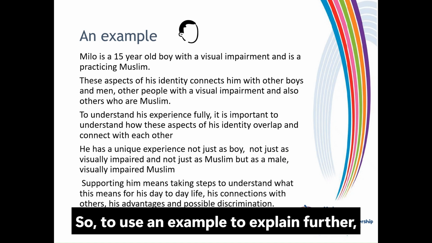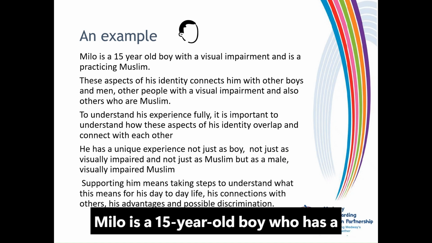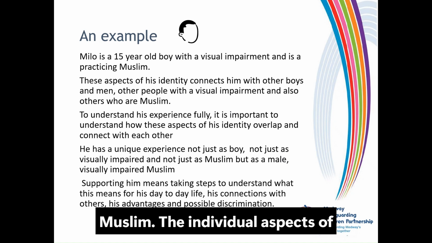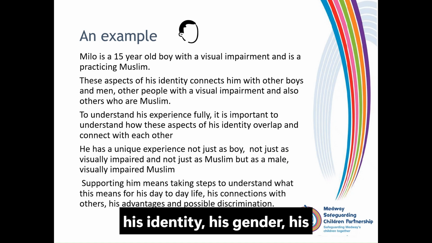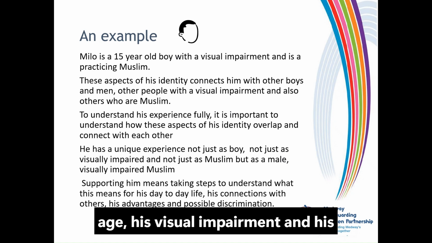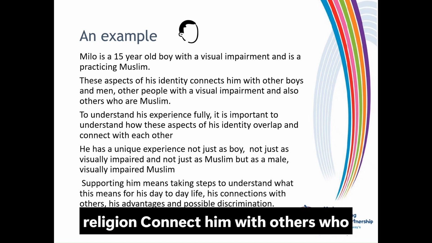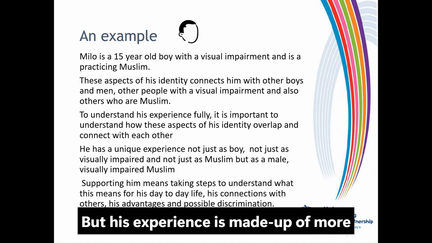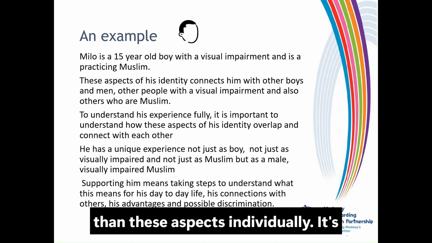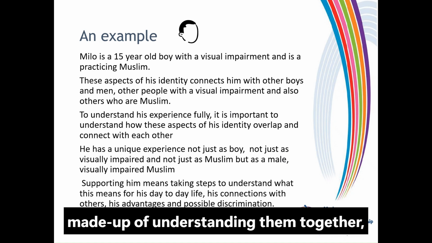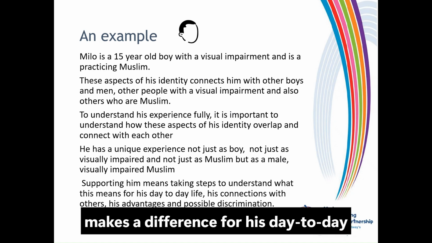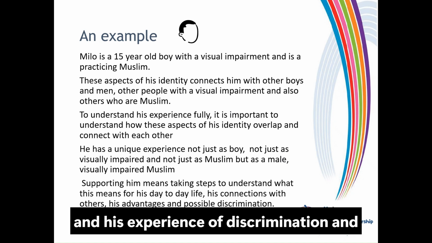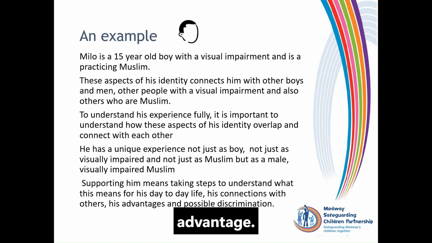So, to use an example to explain further, Milo is a 15-year-old boy who has a visual impairment and is a practicing Muslim. The individual aspects of his identity, his gender, his age, his visual impairment and his religion connect him with others who share these specific aspects. But his experience is made up of more than these aspects individually. It's made up of understanding them together, the overlap between them, and how this makes a difference to his day-to-day life, his connections with others, and his experience of discrimination and advantage.